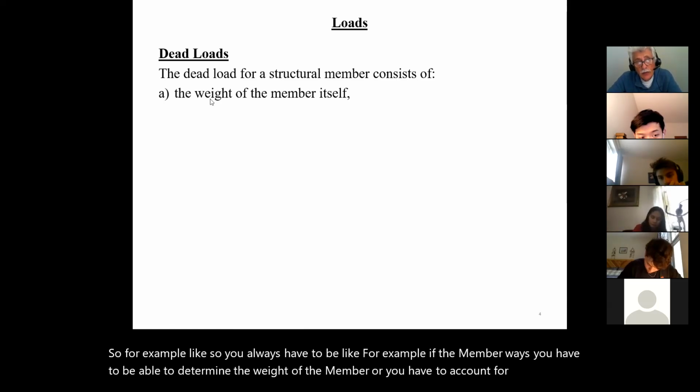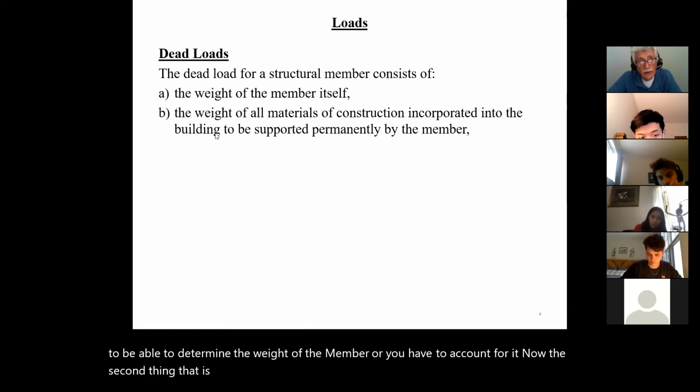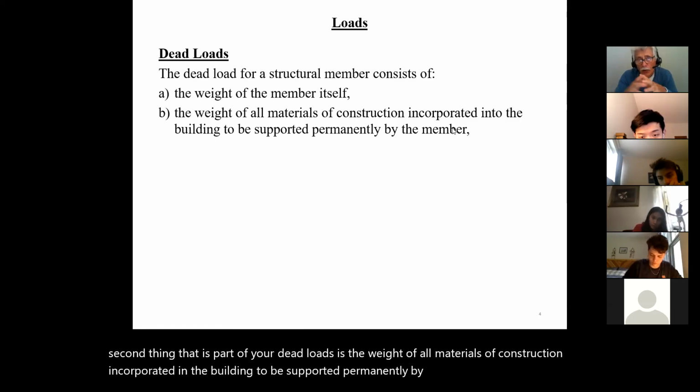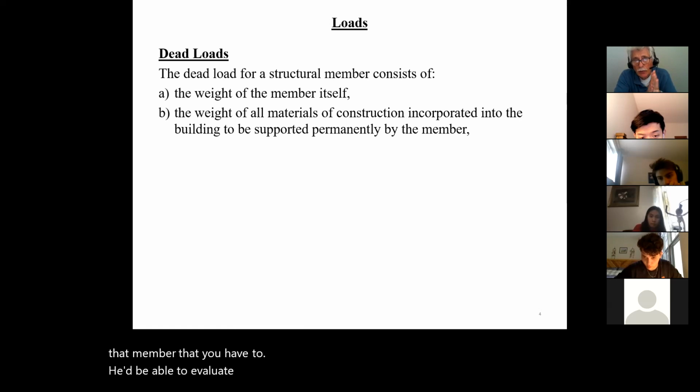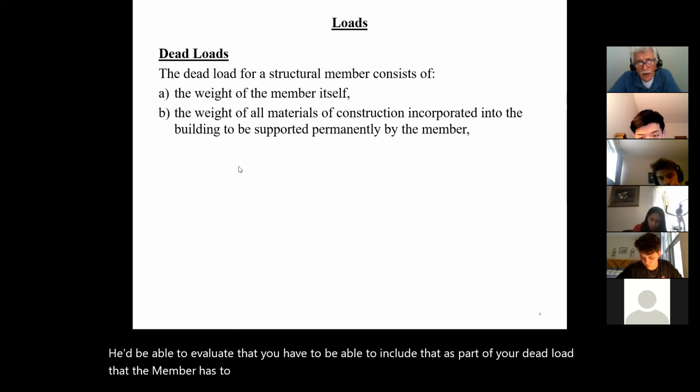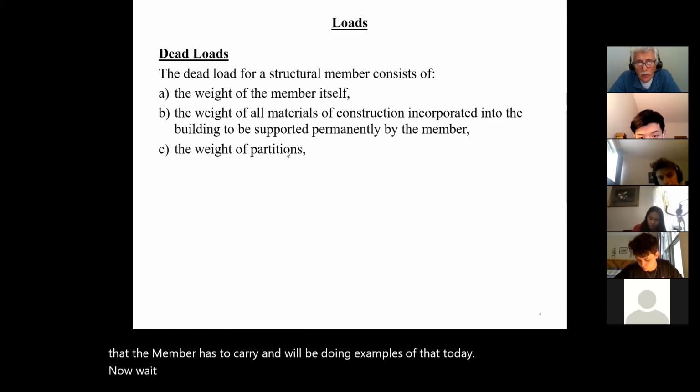The second thing that is part of your dead loads is the weight of all materials of construction incorporated in the building to be supported permanently by the member. If you know you're going to be attaching other building materials that will be supported by that member, you have to evaluate that and include it as part of the dead load that the member has to carry. We'll be doing examples of that today. Now, weight of partitions. Who doesn't know what a partition is?